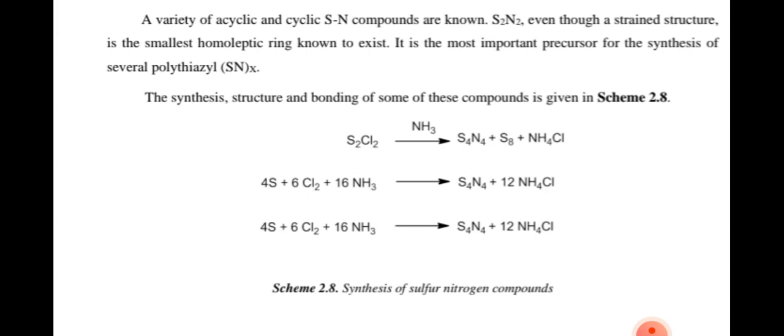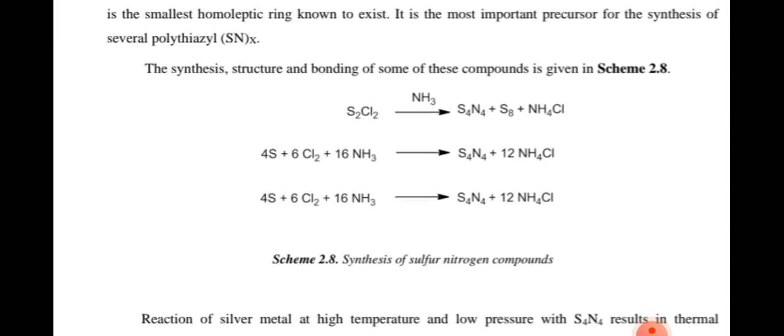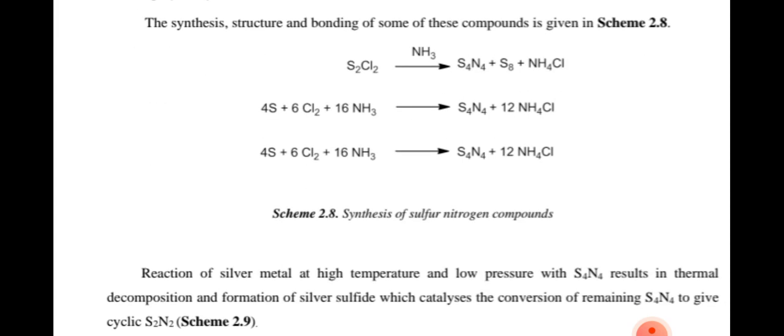It is the most important precursor for synthesis of several polythiazyl SNx. The synthesis, structures, and bonding of some of these compounds are given in Scheme 2.8. S2Cl2 in the presence of ammonia gives S4N4. 4 moles of sulfur react with 6 moles of chlorine and 16 moles of ammonia to get S4N4 and 12 moles of ammonium chloride.